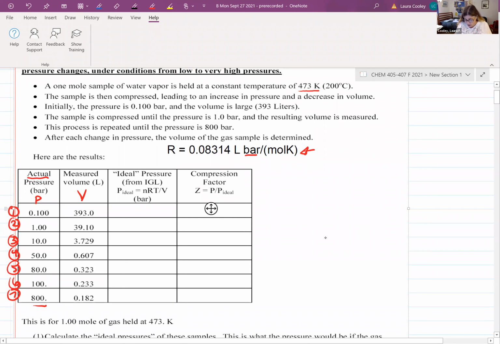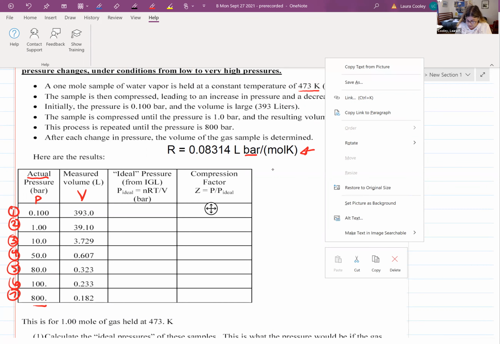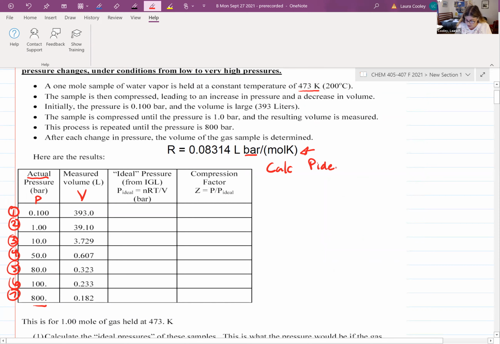If this was in class, I would have you do some of these calculations. There are 2 things that have to be calculated. You have to calculate the ideal pressure. What is the ideal pressure? It's simply nRT over V, and since n equals 1, it's just RT over V. Then you take the actual pressure, P, and divide it by P ideal to get the compressibility or compression factor. I'll just do the first one and maybe the 5th one, just a couple of them. If you were in class, you would be doing some of these on your own.